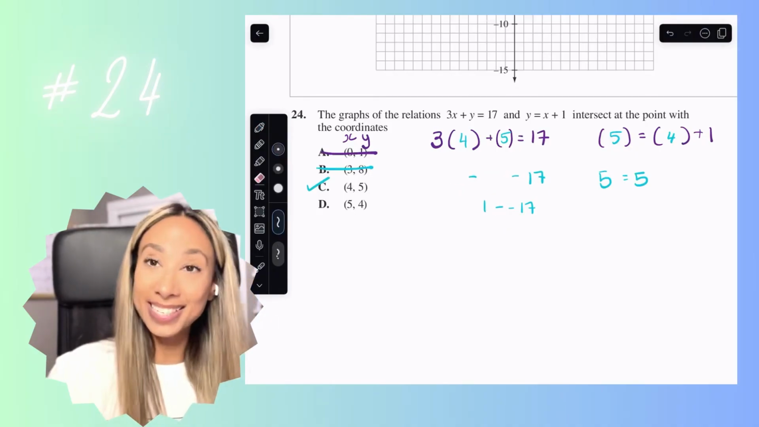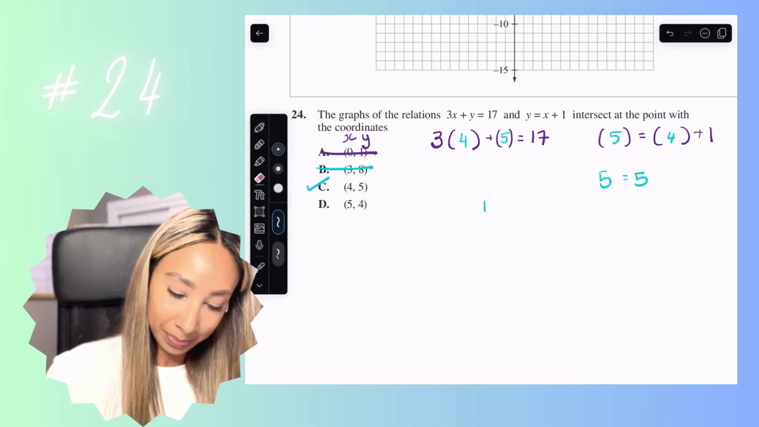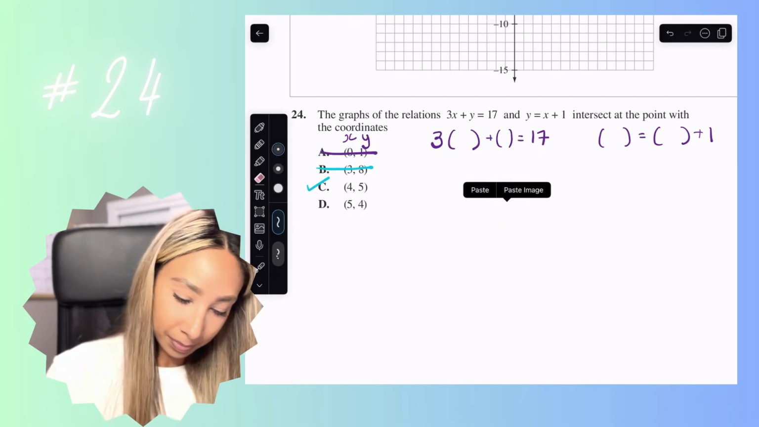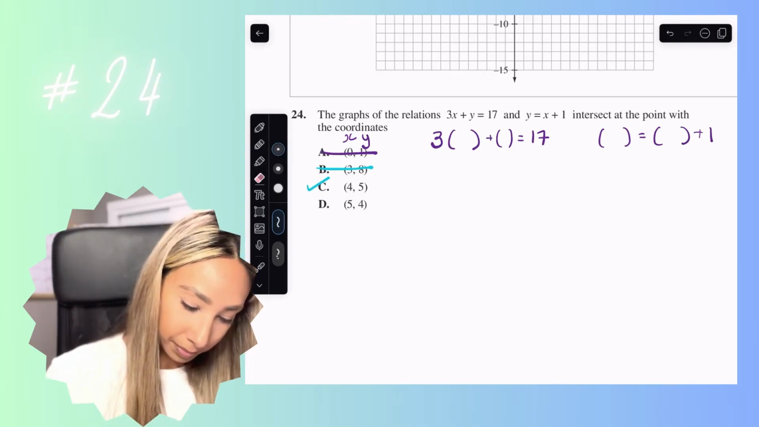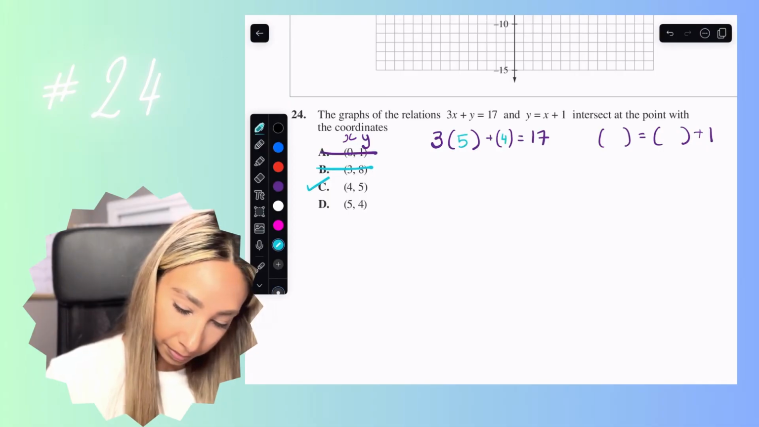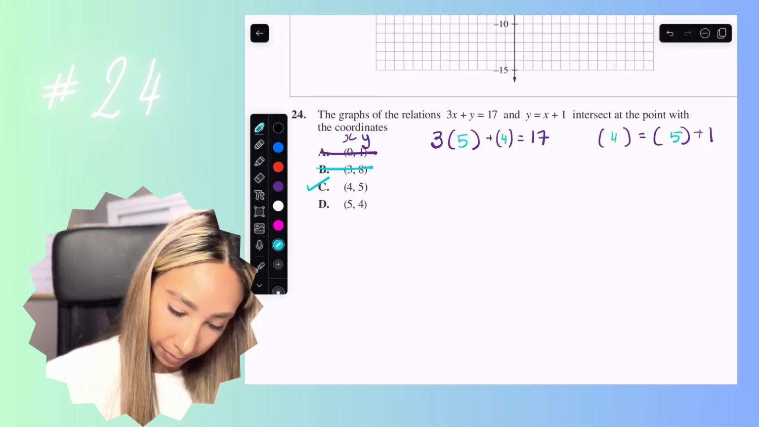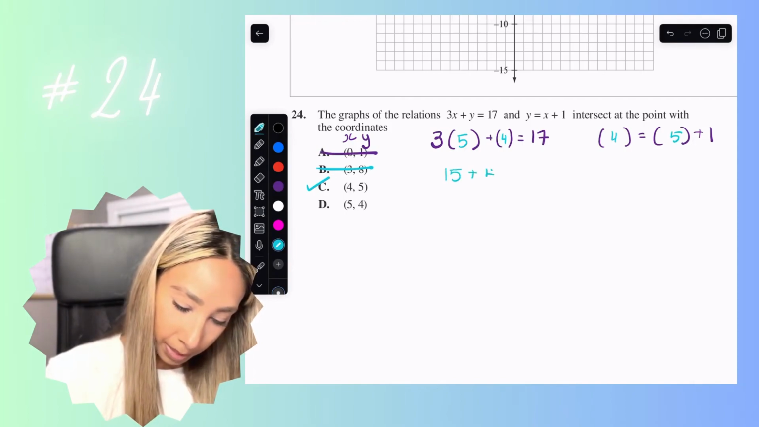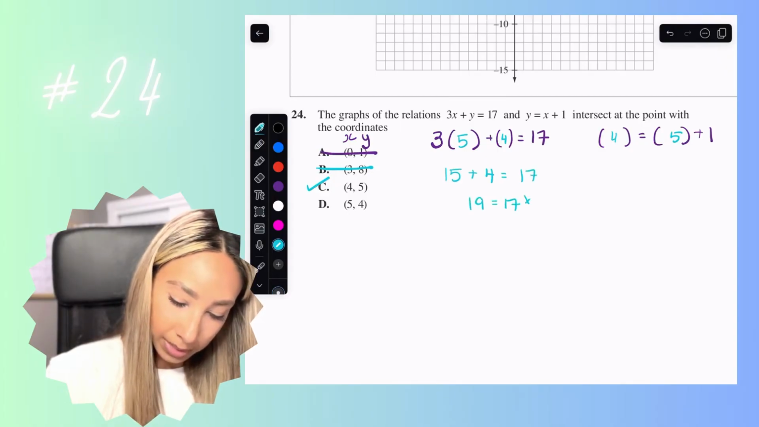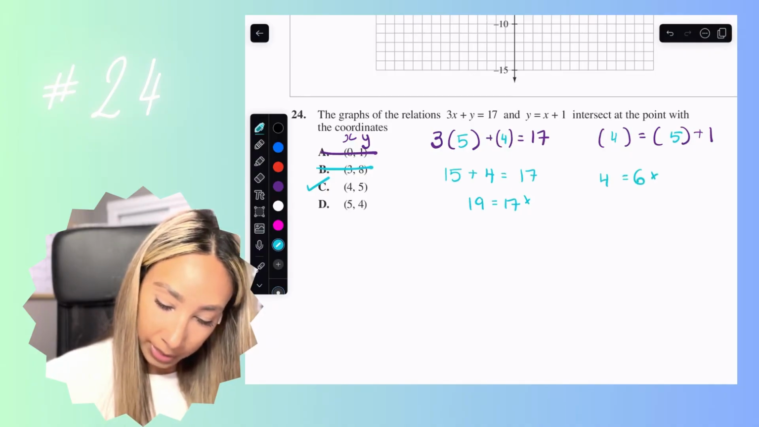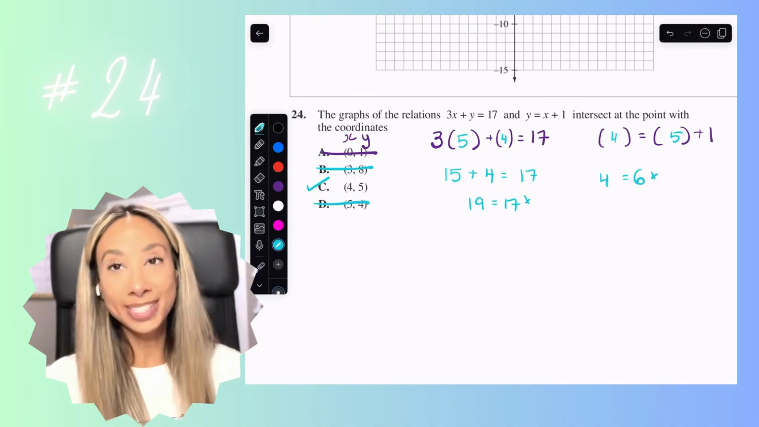Let's just verify that D is not an option. So this would be 15 plus 4 equals 17. Well, that would be 19 equals 17. That's not going to work. This one would be 4 is equal to 6. That one doesn't work. So our option is going to be C.